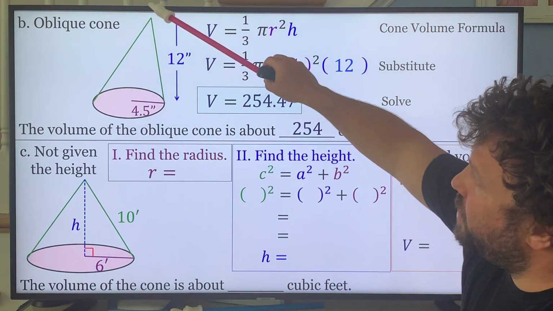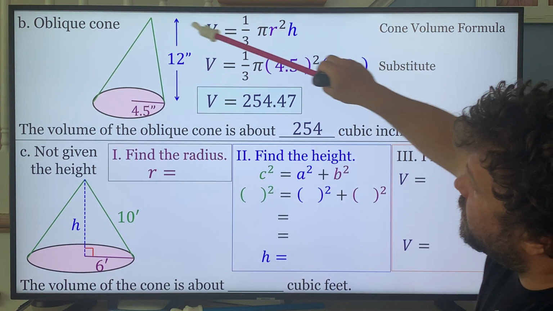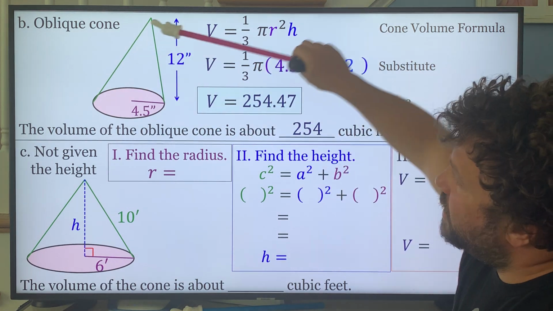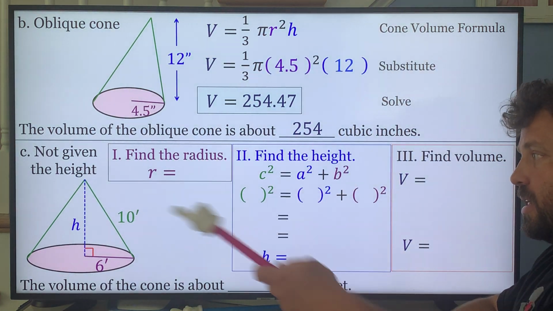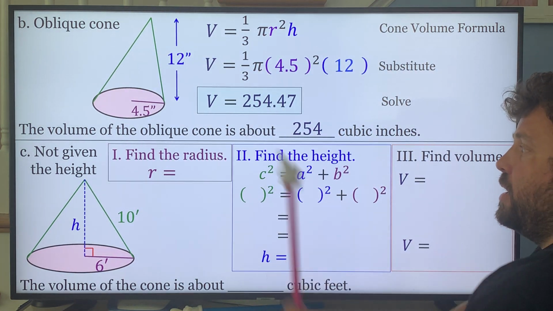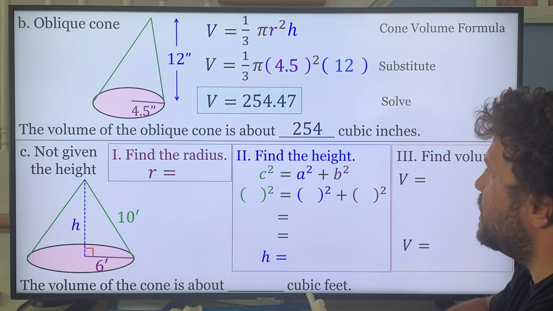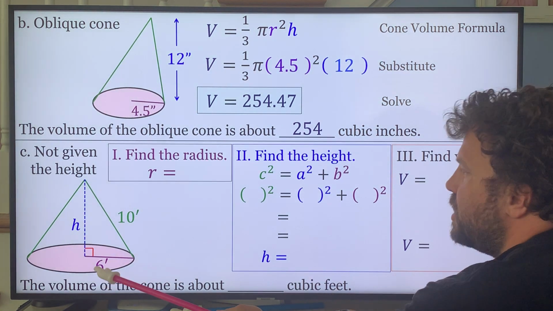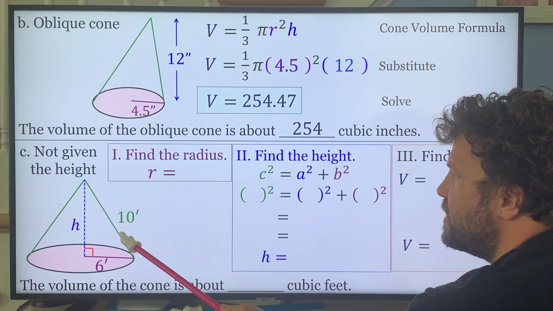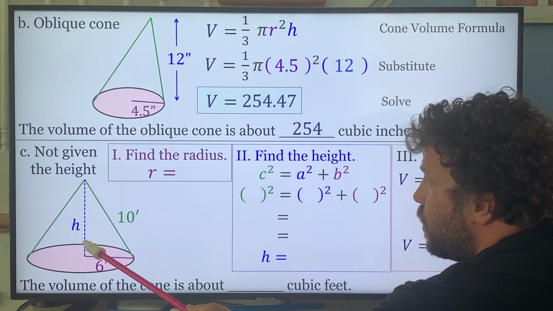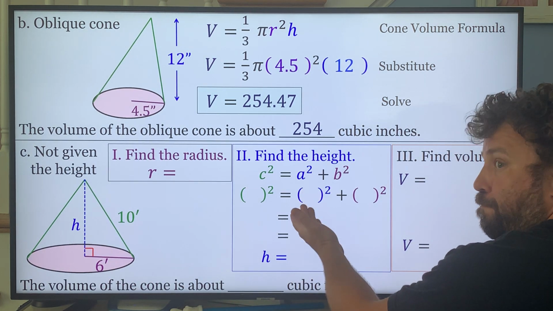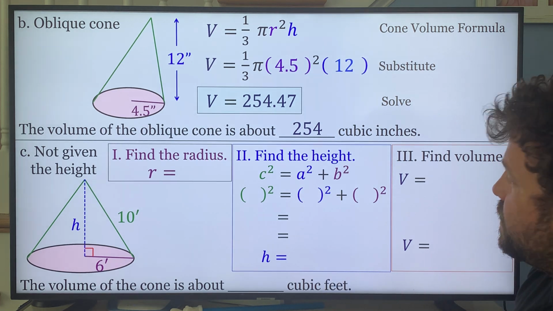And it doesn't matter where this point is. This point could be all the way over here. It could be all the way over there. It could be in the middle. As long as it's at 12 inches high, that's the bottom. Now, say you're not given the height. Say you have the radius and the slant length, but you need the height. What can we use to find the height? Yes, you can use the Pythagorean Theorem.